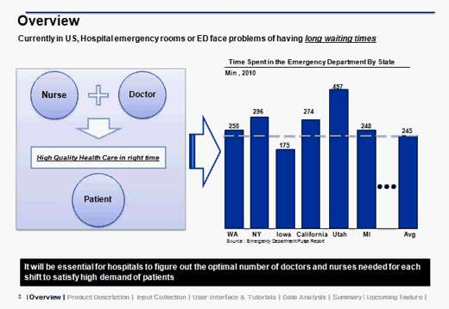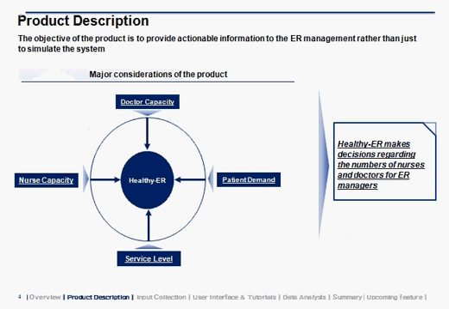Now, I will start with the overview of ERs. Emergency rooms in the United States are suffering from both high costs and long waiting time. They are required by government to meet certain service level, but due to the unpredictable nature of emergency care, it is difficult for ER managements to determine the optimal numbers of doctors and nurses, both to meet the service level requirement and minimize the cost.